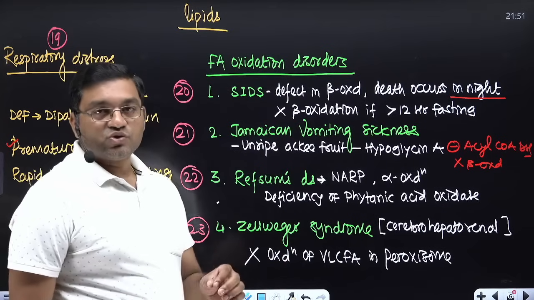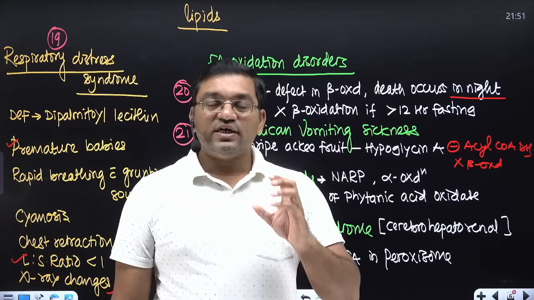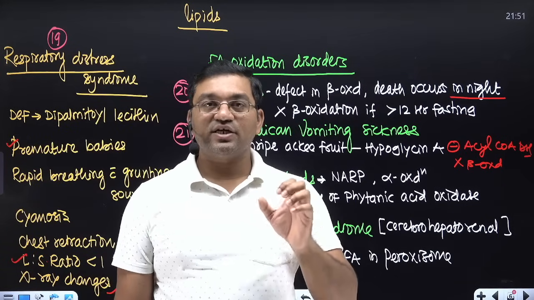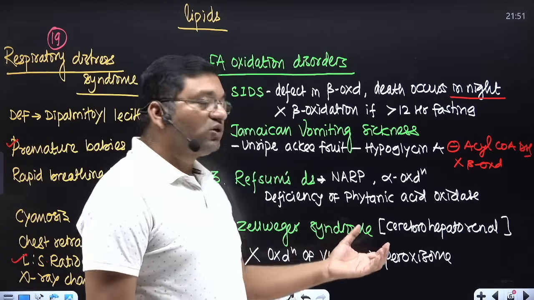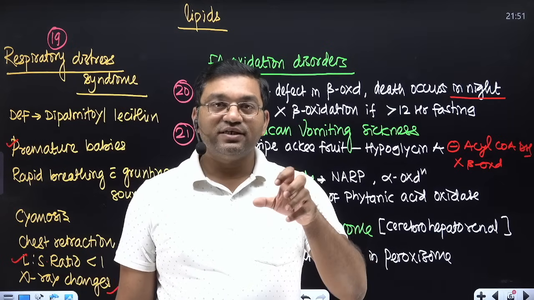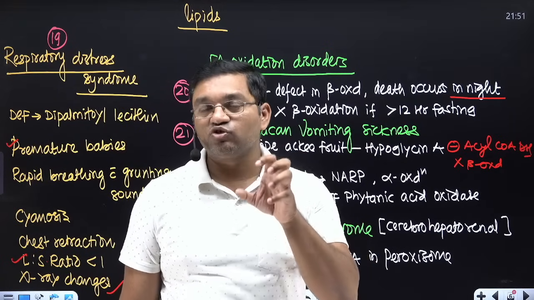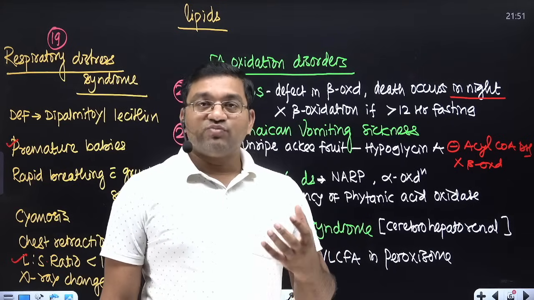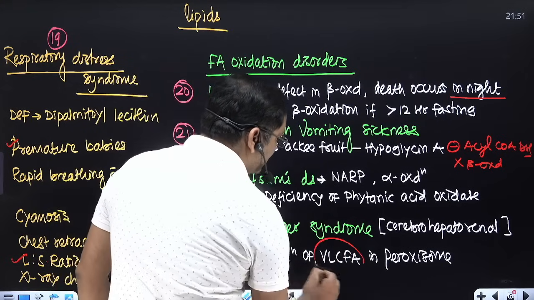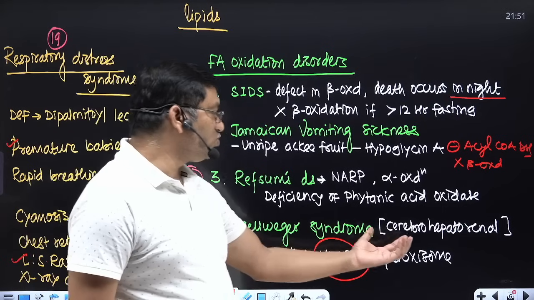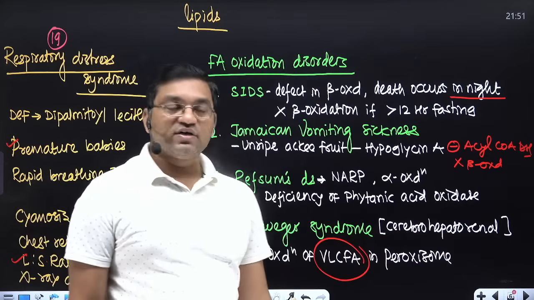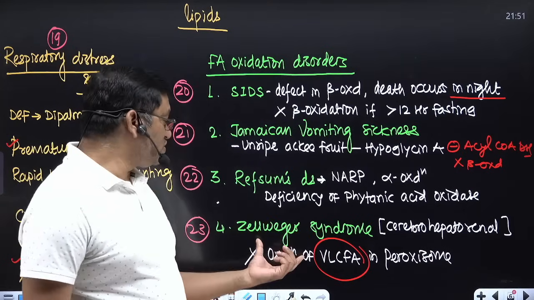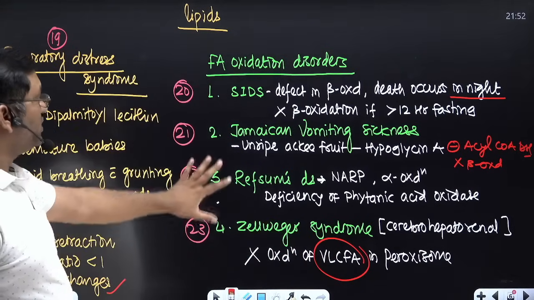Zellweger syndrome, also known as cerebrohepatorenal disease, is a peroxisomal biogenesis disorder in which the proteins are not targeted to the peroxisomes. That's why there are empty peroxisomes, or peroxisomal ghosts. Because of the lack of functional peroxisomes, the oxidation of very long chain fatty acids is affected and they accumulate in various tissues, particularly the brain, kidneys and liver, causing the symptoms of Zellweger syndrome. It is particularly important for MCQs.